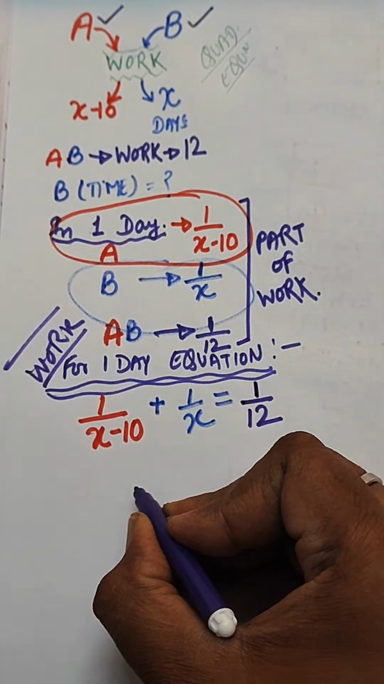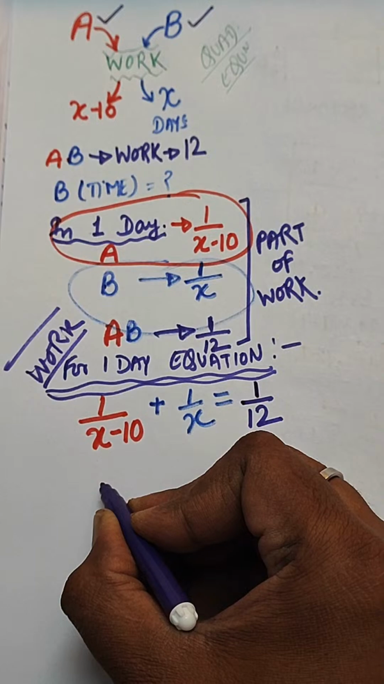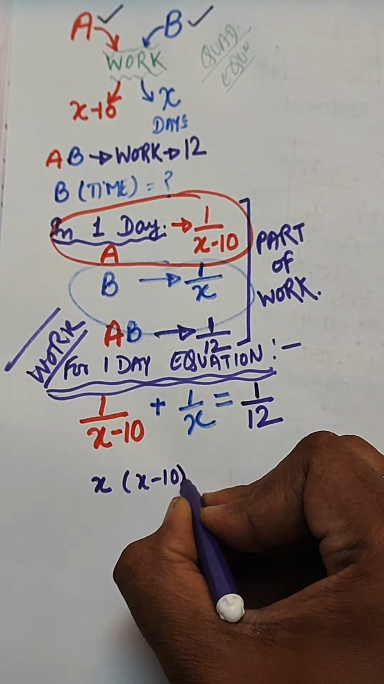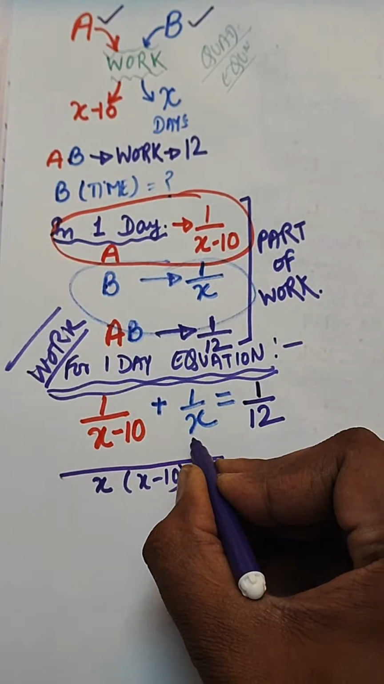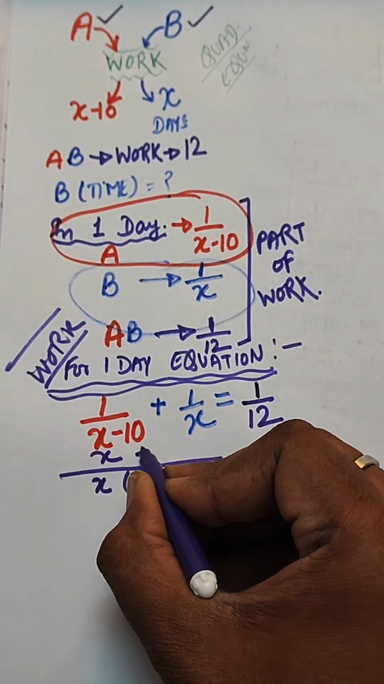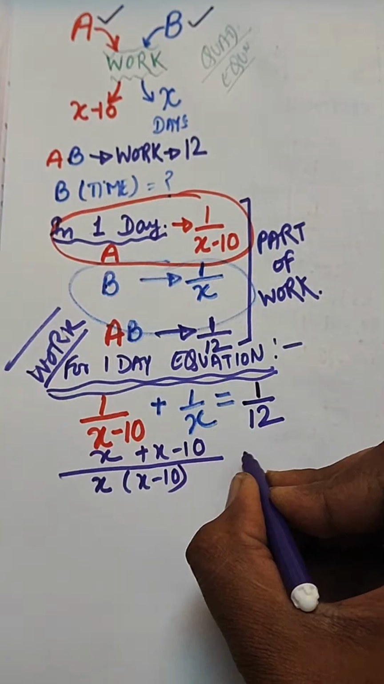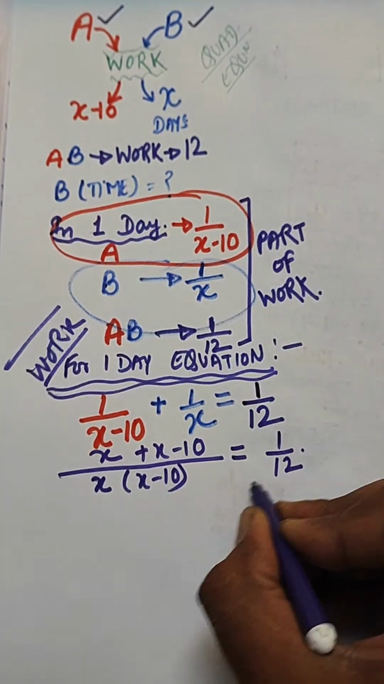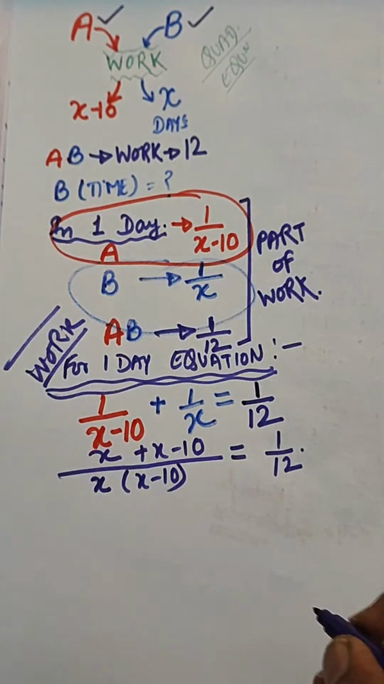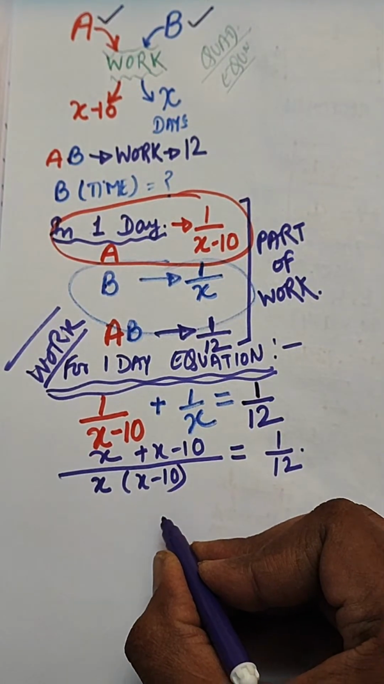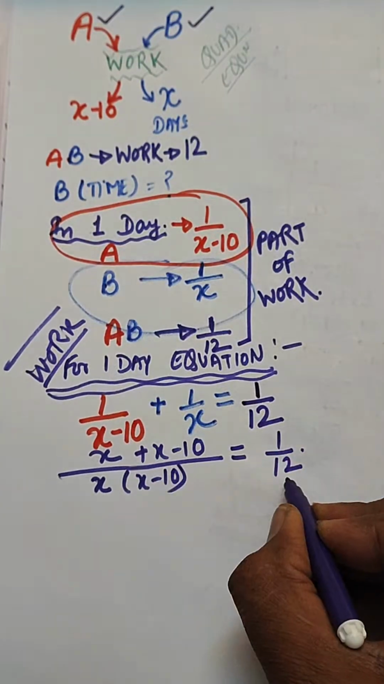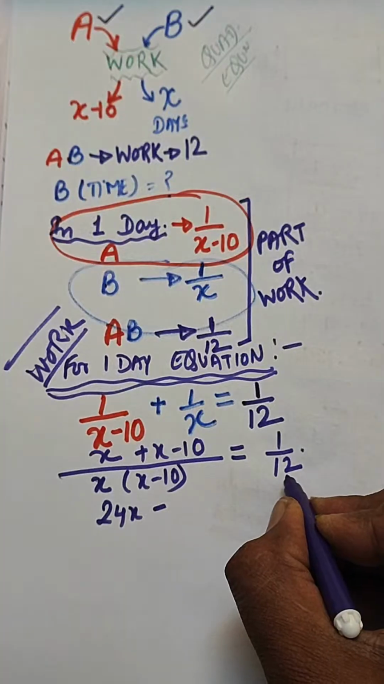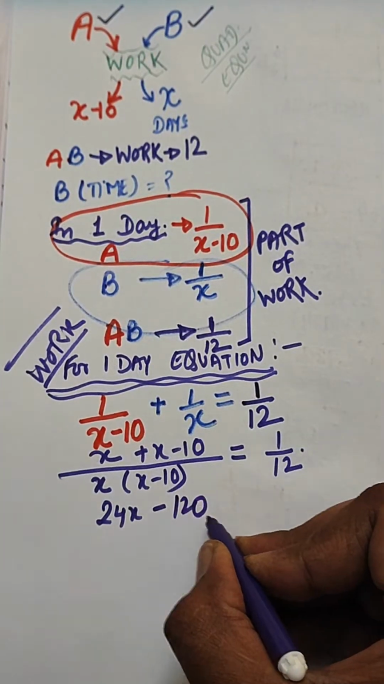Right, now let us solve it, my dear friends. Here you can see x into x minus 10 will be the LCM into the LHS, and we have x plus x minus 10 into the numerator, and here 1 by 12, right? Just simply you can solve it. You want me to solve, I can quickly do it. 2x minus 10 into 12, this will be equal to 24x minus 12 into 10, 120.